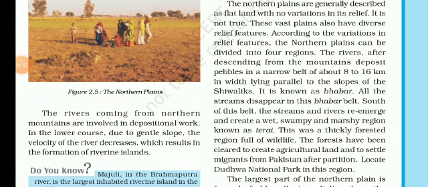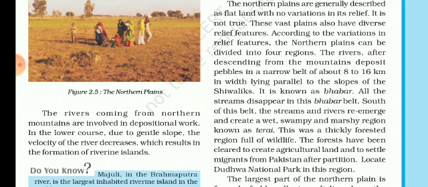Regions of northern plain. Along its width, the northern plain is divided into four regions according to the variation in relief features. First Bhavar, second Tarai, third Bhangar, fourth Khadar. First one is Bhavar, second one is Tarai, third one is Bhangar, and fourth one is Khadar. First Bhavar.